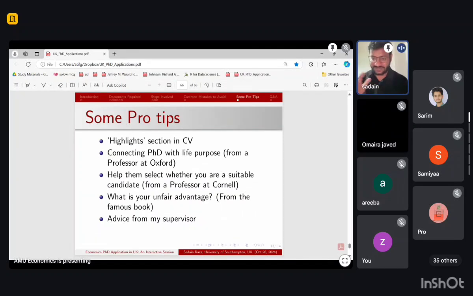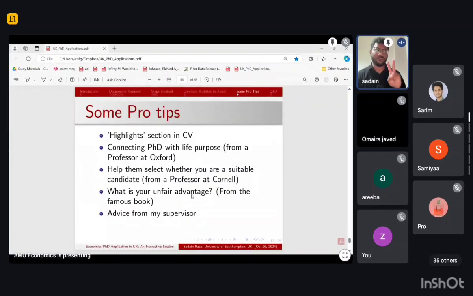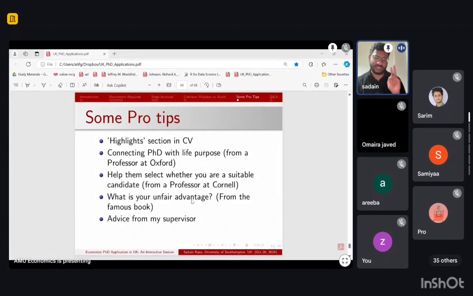And then this is the final thing, advice from my supervisor. I talked to my supervisor, and I asked him, I am going to give a talk, if you have any point you want to suggest, kindly do that. And he said to me, Raza, my advice will be, first thing, it has to be a good match. Second thing, you should have thought through your PhD.